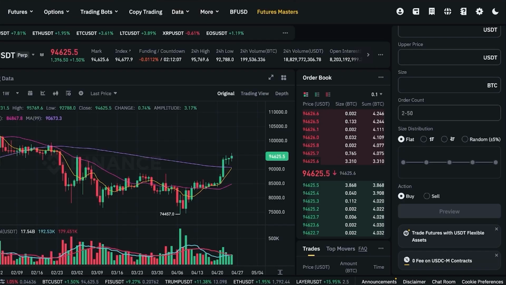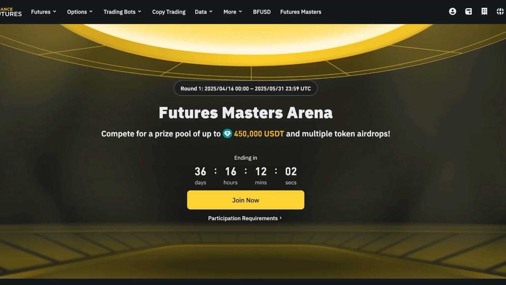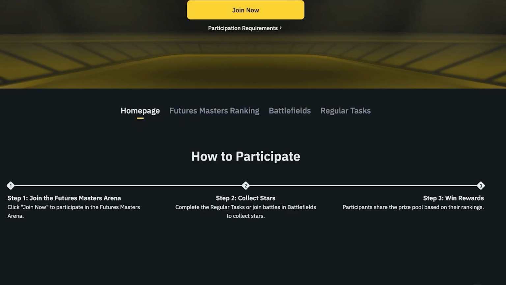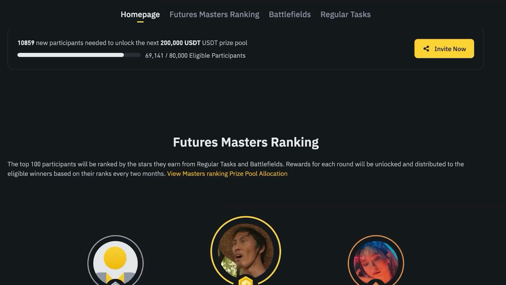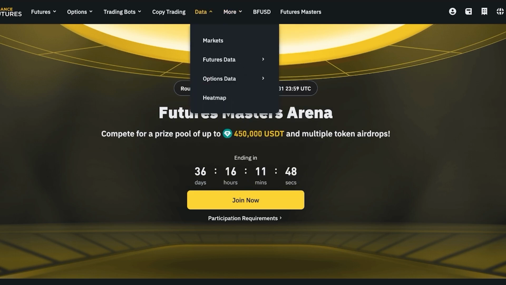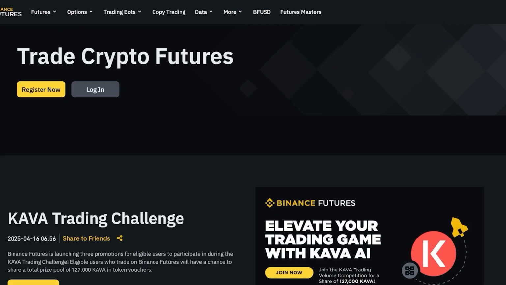Now, after that, you even have this Futures Masters Arena. This has a prize pool of over 450,000 USDT. And people can join the Masters Arena, collect stars, and win rewards as well. Now, this is not going to be for the beginners, but if you are a seasoned expert, you can participate.